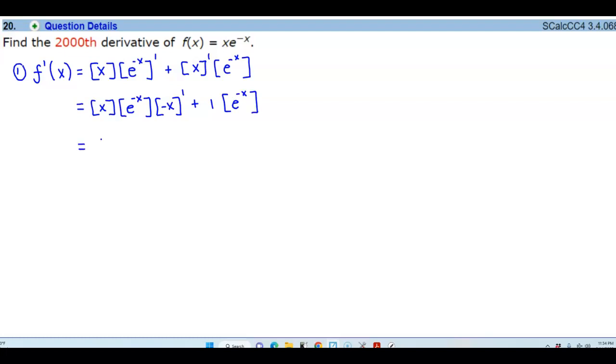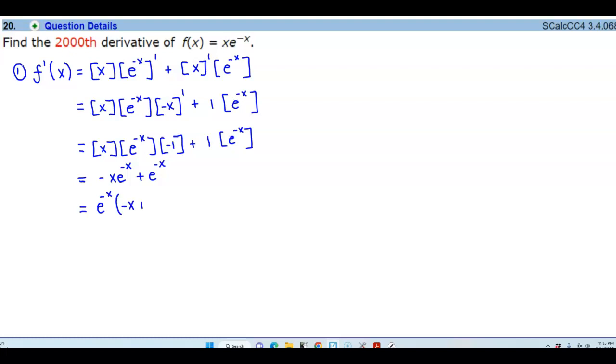So therefore this becomes x times e to the negative x, and then the derivative of negative x is negative 1, plus 1 times e to the negative x. So when we multiply this all out, we get negative x e to the negative x plus e to the negative x. So now we can factor out the e to the negative x, and what's left is negative x plus 1.